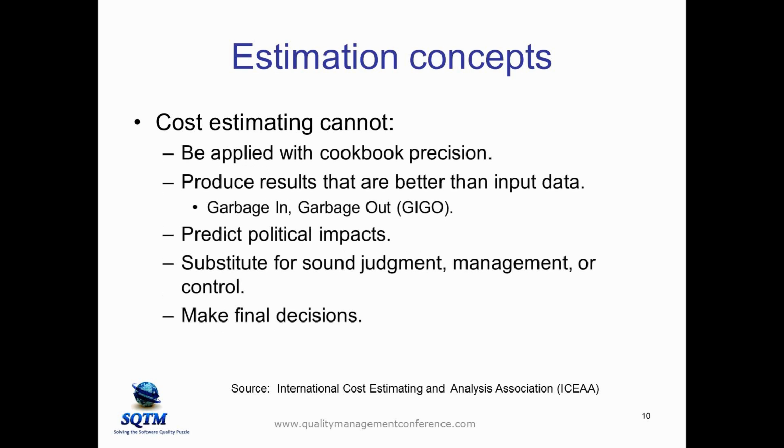Once again, back with ICEAA, some of the things cost estimating cannot do is be applied with cookbook precision, or produce results that are better than the input data. So if you get garbage in, you get garbage out. But a big part of estimation process improvement is improving the way that input happens. You can't just say, well, we don't have good requirements, therefore we can't do good estimates. It's part of the job of the estimation process to have a mechanism in place to help ensure that good requirements will be generated.